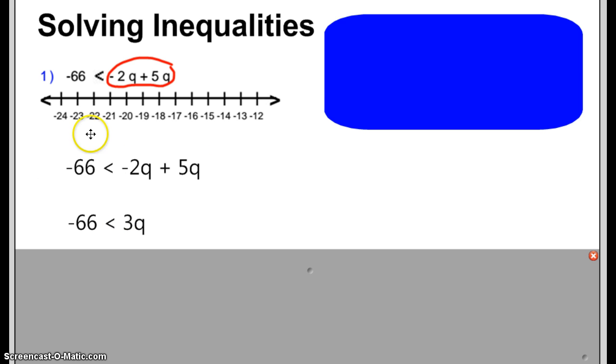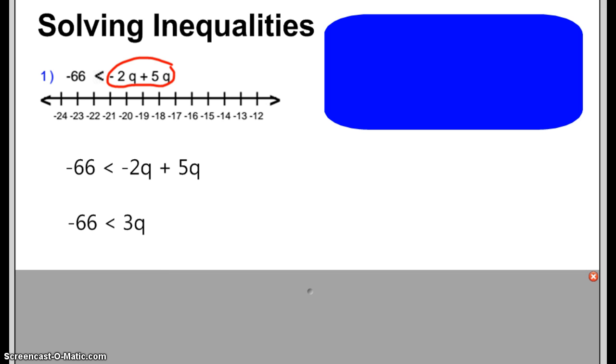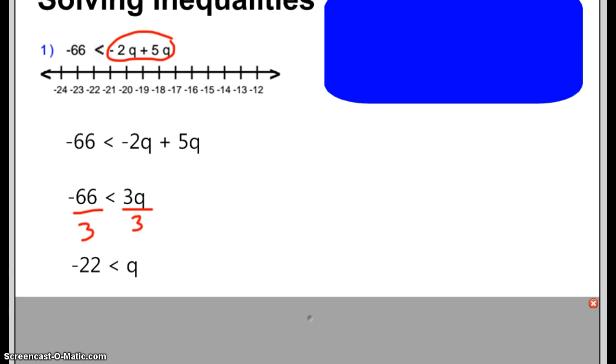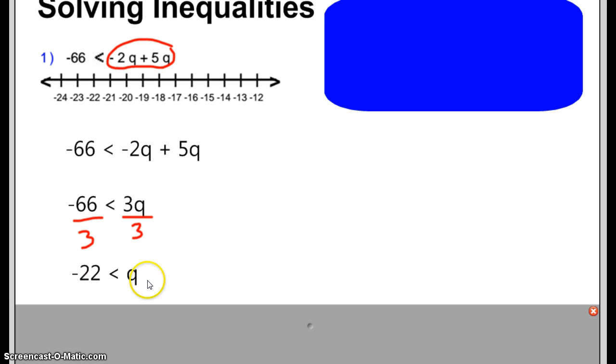I rewrote my problem down here so I would have room to show my work. Now we need to isolate q, and since it's being multiplied by 3, the opposite of multiplication is division, so we're going to divide both sides of the inequality by 3. Negative 66 divided by 3 is going to give us negative 22. I bring down my inequality sign, and 3q divided by 3 gives me q. So my solution is negative 22 is less than q.